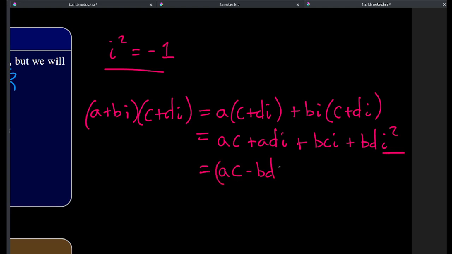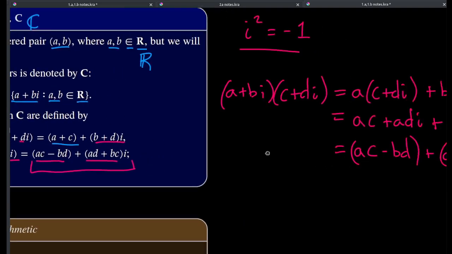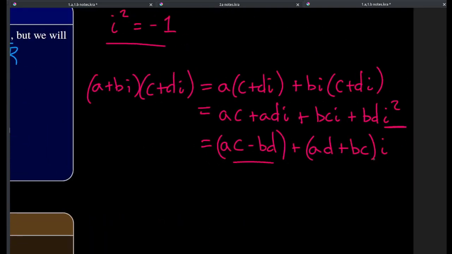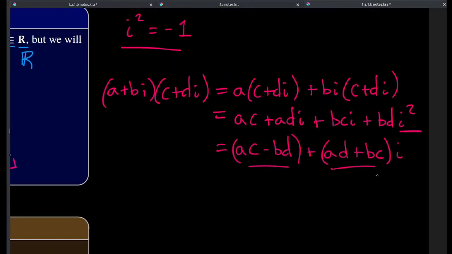Okay, and I'll put that in parentheses. Then I'll have the piece that's next to an I, which is AD plus BC. And I'll pull that I out right there. And wouldn't you know it, AC minus BD, AD plus BC. Look at that. We got it.